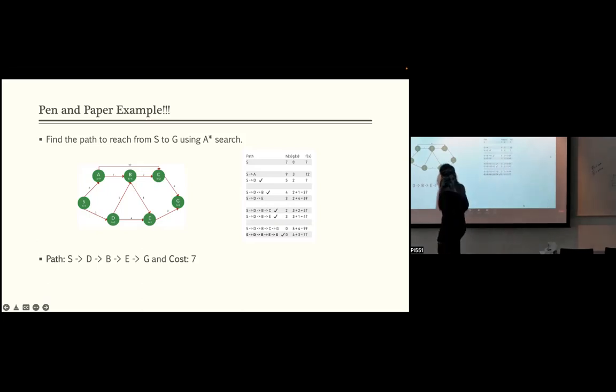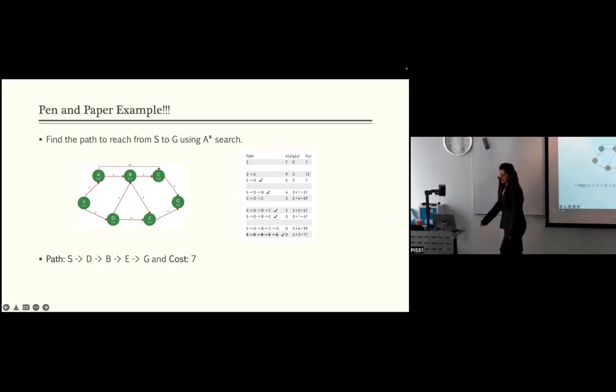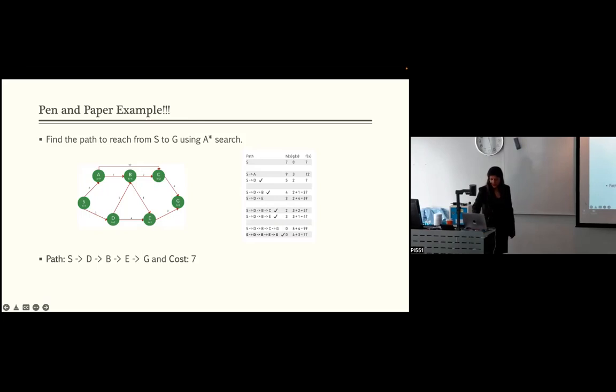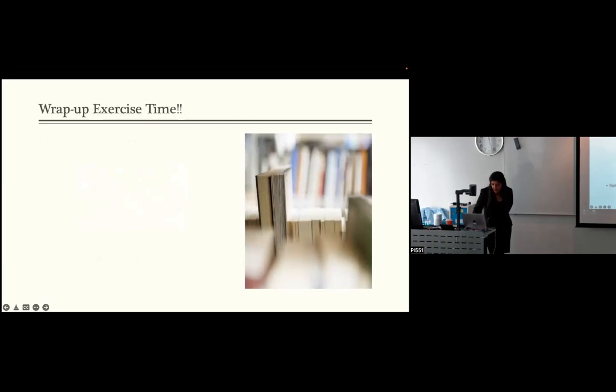Perfect. So the cost is 7, and we will follow this path: S, D, B, E, G. That's good. So we are actually done, and congratulations on all of the algorithms we used in artificial intelligence.